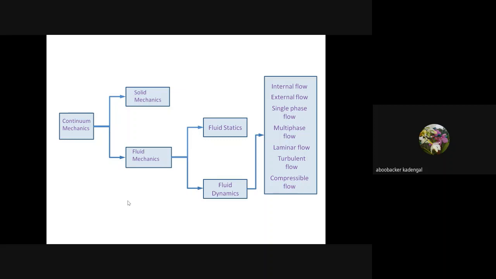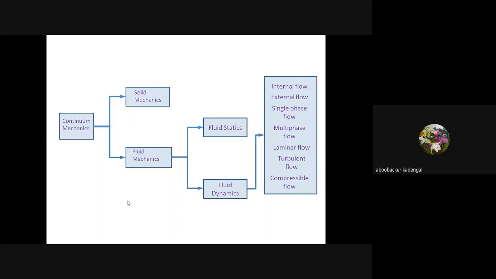And external flows around aircraft, spacecrafts, and dams, structures, etc. are important external flows. And most of the industrial process and power production, etc. We may have in hydropower, in aerodynamics, etc. We'll have the single phase flows, and multi phase flows also will be there in thermal power plants, nuclear reactors, in refrigerations, etc. We come across multi phase flows also, nozzles, etc.